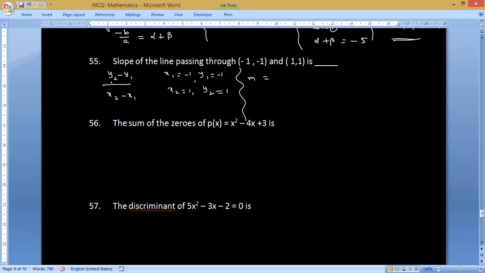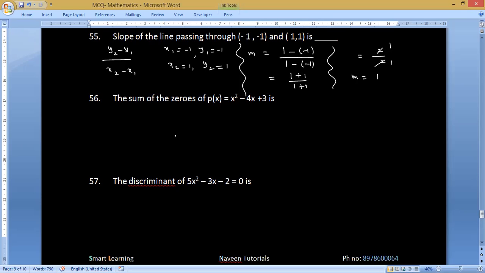So y2 minus y1, y2 is 1, minus of -1, by x2 minus x1, again 1 minus of -1. 1 minus of minus is plus, so 1 plus 1 is nothing but 2 by 2, the 2s cancel, so m is equal to 1. So the slope of the line is 1. Now, sum of the zeros. The polynomial given is x square minus 4x plus 3.